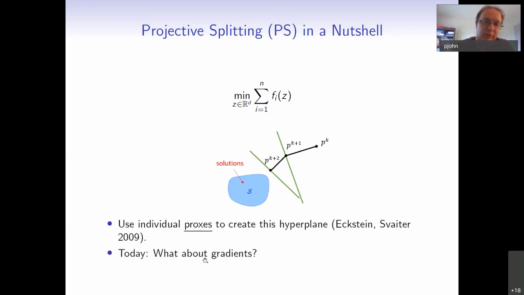In terms of what I'm talking about today, previously this method worked just by using proximal operators of each function, but it had no way of incorporating gradient information. So if any of these functions was differentiable, there was no way to use the gradient. That's really what I've been working on, and I'll tell you about it today.